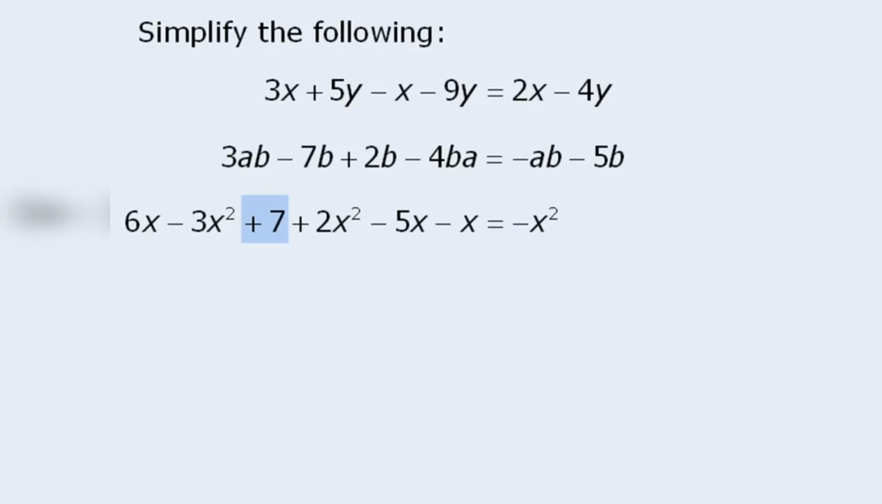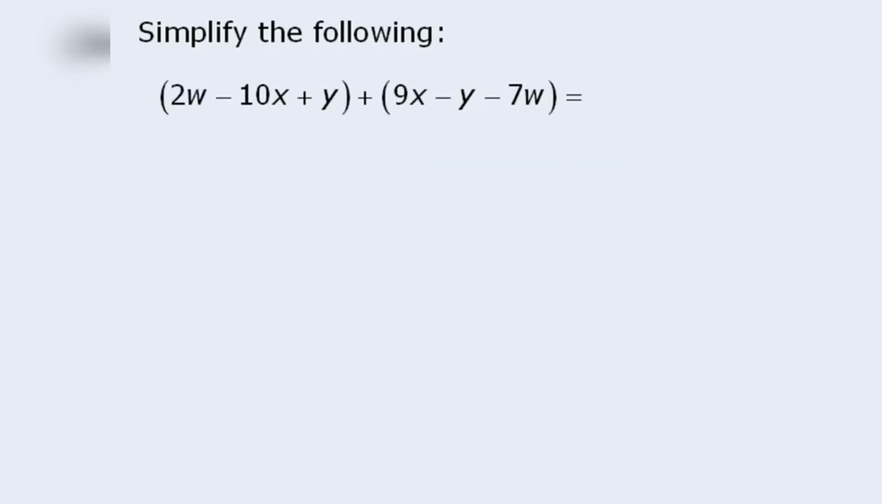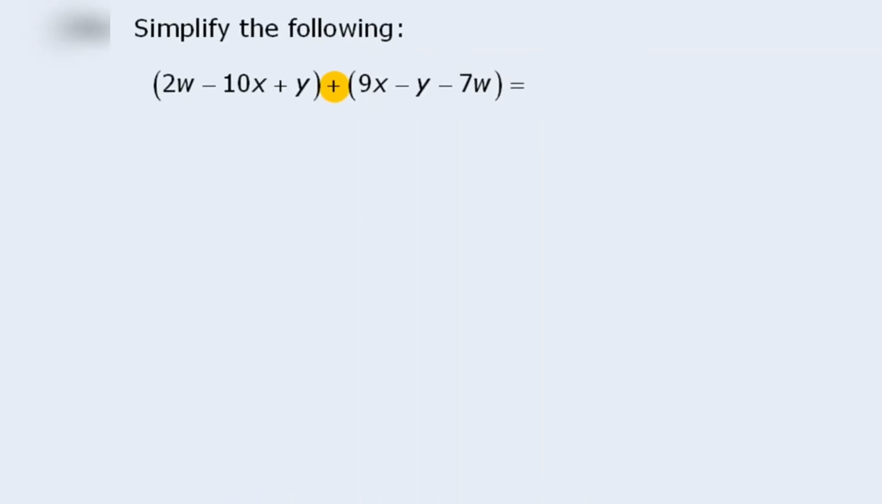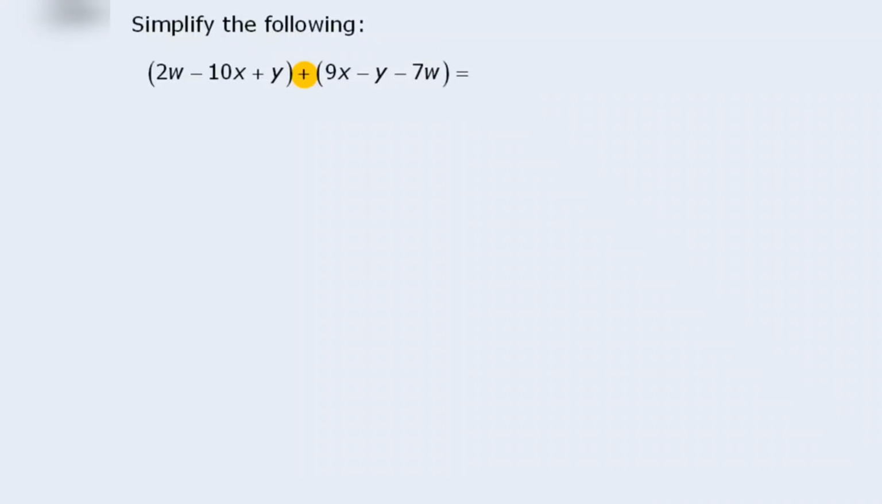Finally, we have this constant, plus 7, and since there are no other constants to combine this with, we will leave it as plus 7. So the somewhat lengthy expression on the left-hand side simplifies to be negative x squared plus 7. Okay, now let's simplify a different kind of expression. Here we are taking one expression in parentheses and adding another expression in parentheses. When adding two expressions in parentheses, we simply remove the parentheses and then further simplify the like terms.